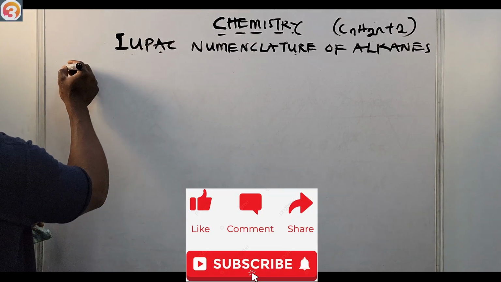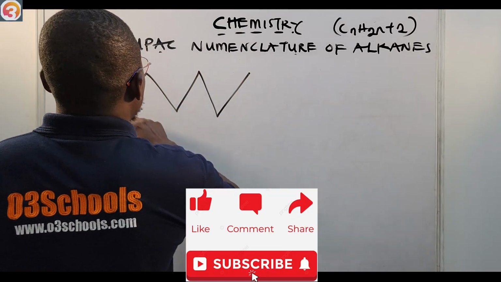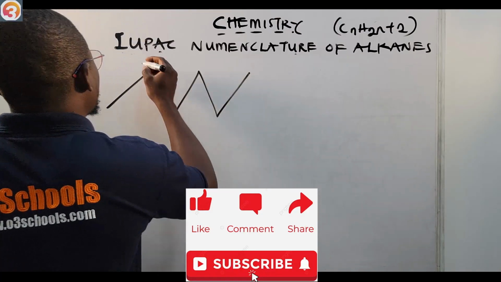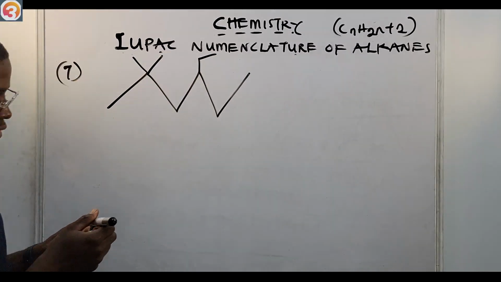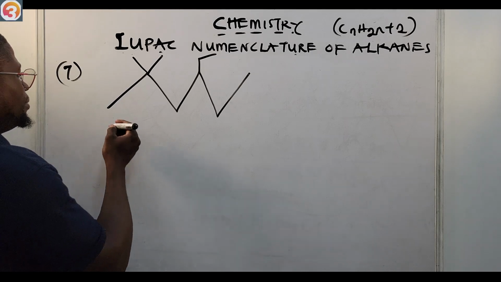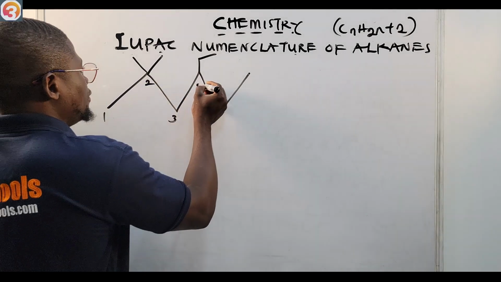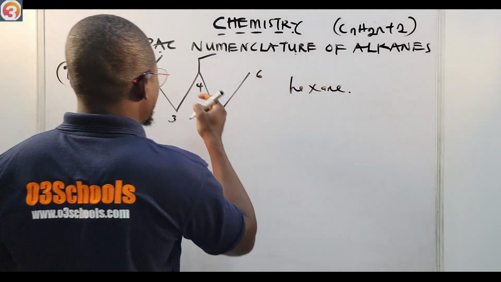Let's see the last example, number 7 now. So let's say we have something like this. 1, 2, 3, 4, 5, 6. Let's say here we have something like this, then here we have something like this. So now let us identify the number of carbon atoms on the parent chain. 1, 2, 3, 4, 5, 6. We already know this is what? A hexane.